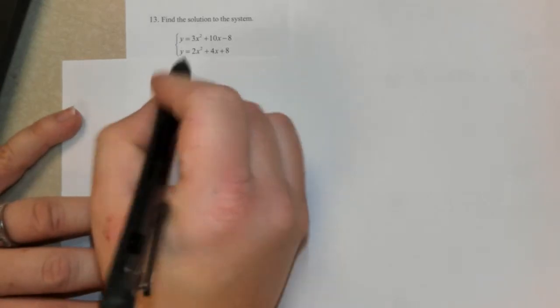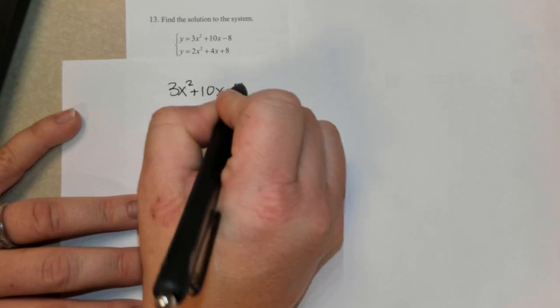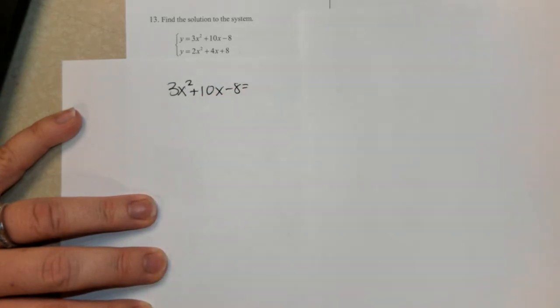Find the solutions, and that means where do these two parabolas cross? Is it in no location? Is it in one location? Or two locations? And remember, every location that they do cross is going to have both an x and a y component. Now, since they're both already set equal to y, this is going to be a little bit easier for us. We're going to write down the first one, and I get to set it equal to the second.